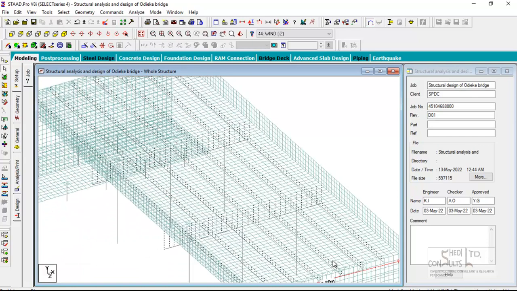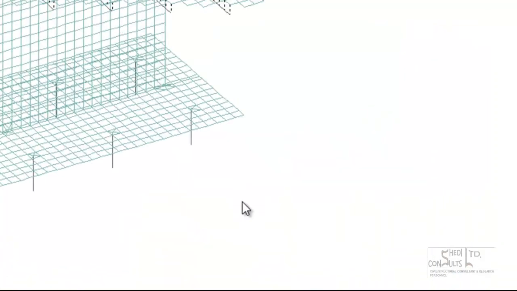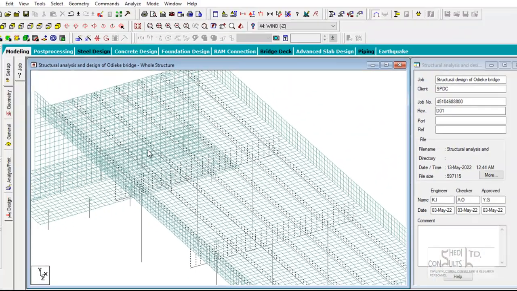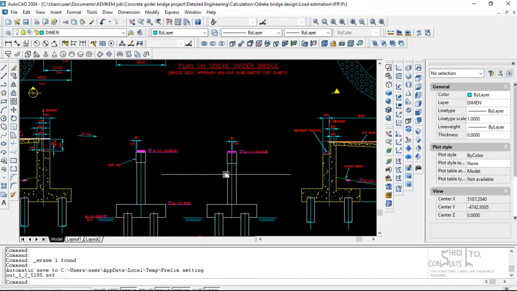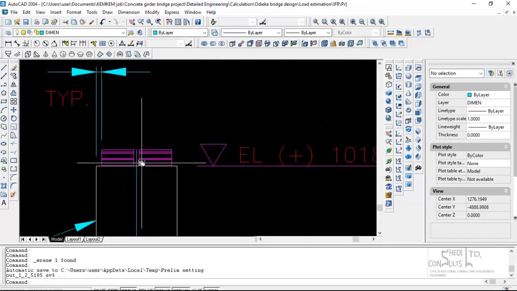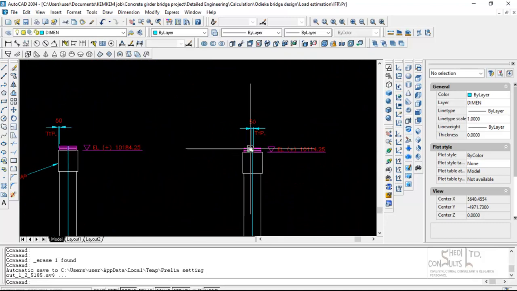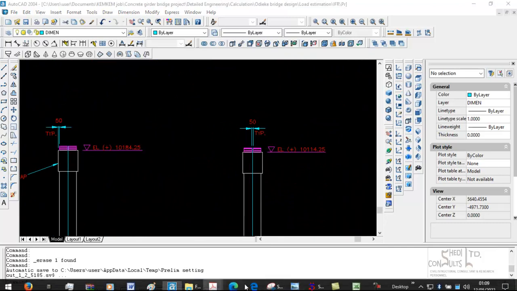So this is a three span bridge. It's not a continuous bridge design. It's a simply supported mechanical bridge design. So you have the deck supported on mechanical bearings. I showed you the layout originally. So these are the mechanical bearings that are also designed in the course of the analysis.